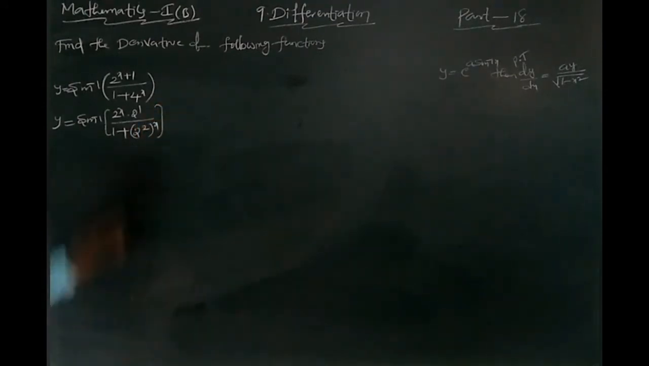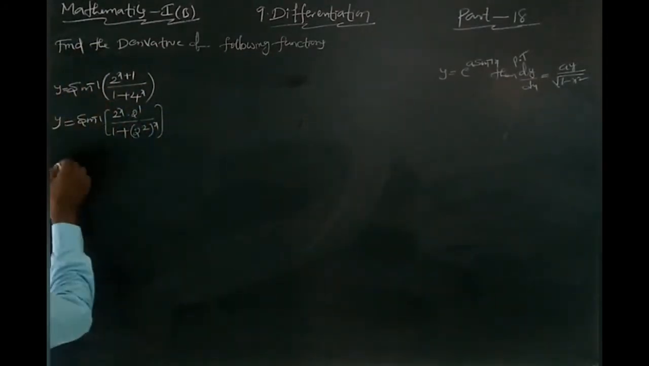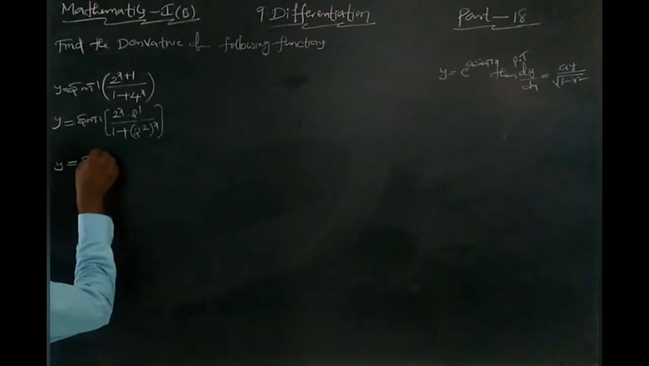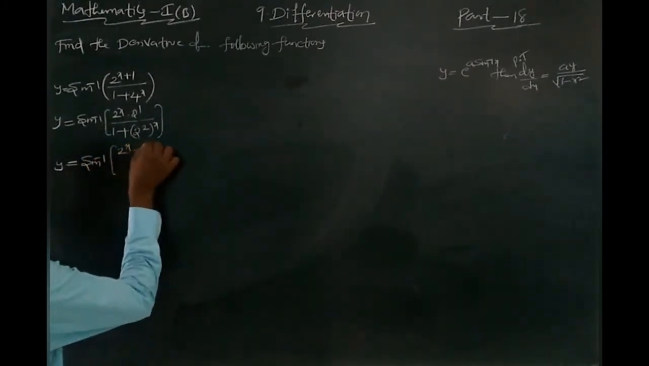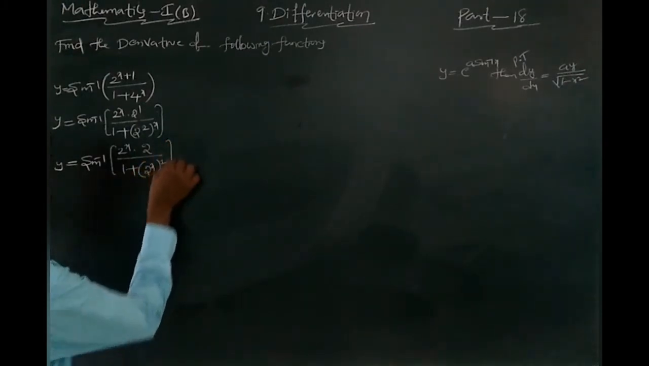Correct or not, students? Here the bases are equal, so you add the exponents, x plus 1, and you get the same numerator. In the denominator, 2 square value is 4, which is similar. y is equal to sine inverse of 2 power x into 2 by 1 plus, this can be written as (2 power x) whole square.